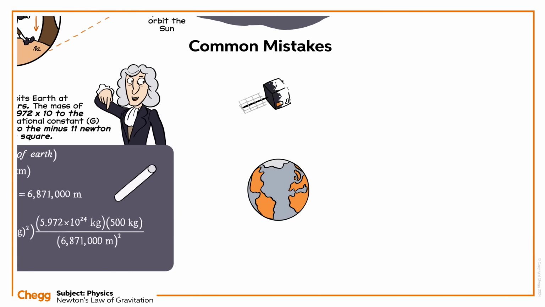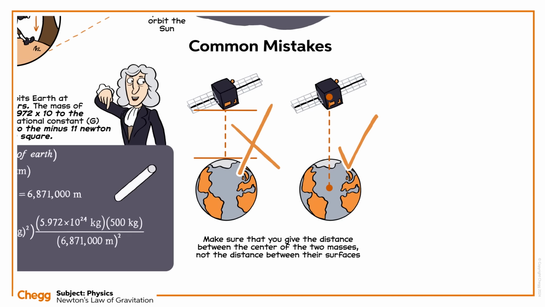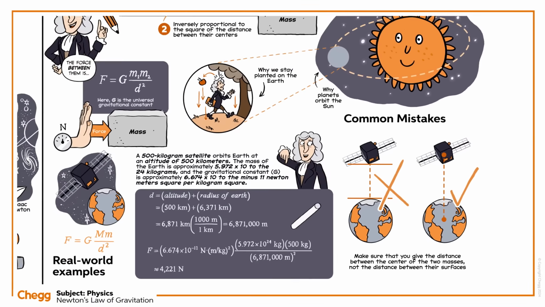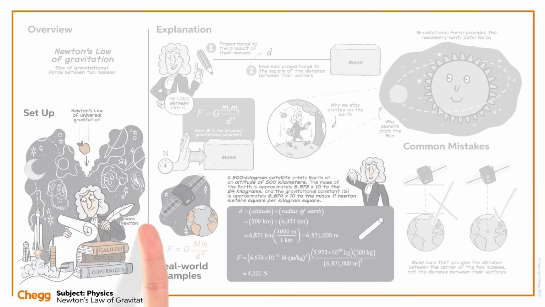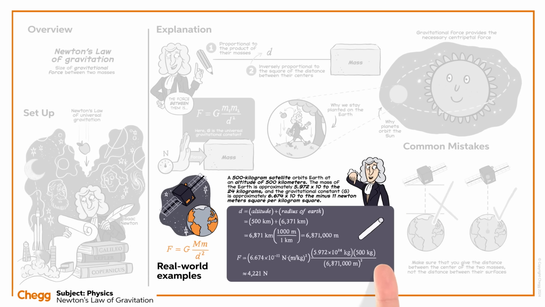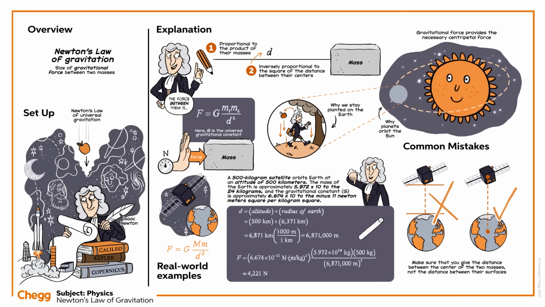Anytime you use this equation, make sure that you give the distance between the centre of the two masses, not the distance between their surfaces. Distance is always measured in meters, and masses are measured in kilograms. We've covered Newton's law of gravitation and how to use it to calculate the gravitational force between any two objects. Why not try some practice equations?